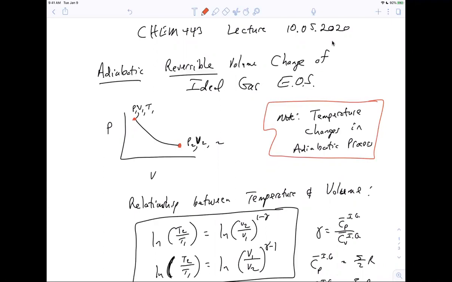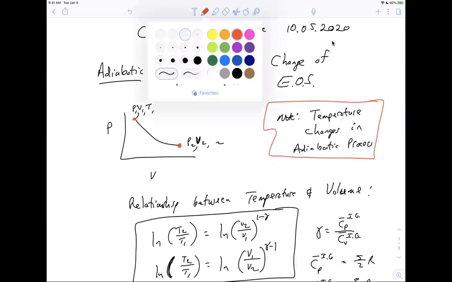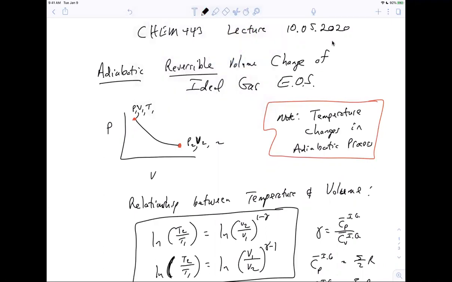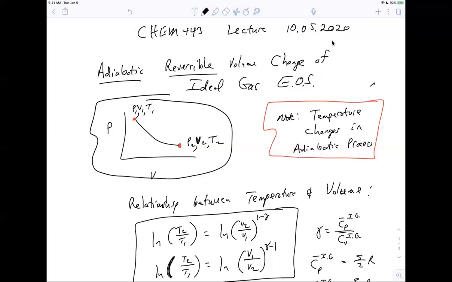Okay. So I'm going to continue where we left off on Friday, and if there are no questions, we were looking at adiabatic reversible volume change, a process that's adiabatic and reversible using an ideal gas equation of state, a fluid that's modeled by that equation of state. Here I've shown what this would look like on a pressure volume diagram. It's just a qualitative curve, but we see that pressure, volume, and temperature all change in this process. And I've noted here that temperature in the adiabatic process changes.